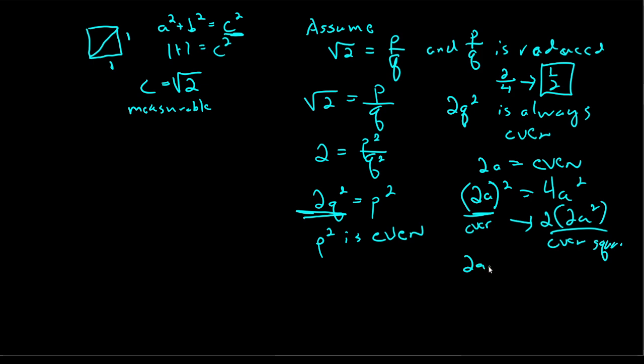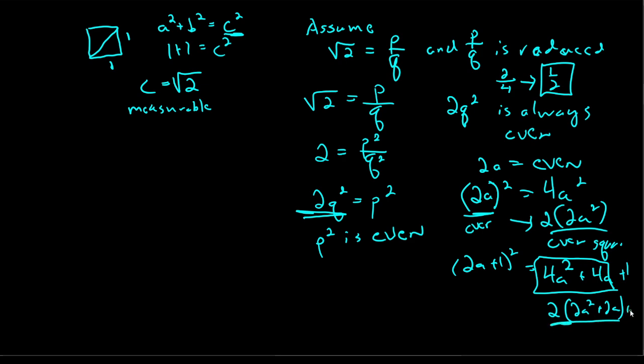And if I start with an odd number, this part here is 2 times 2a squared plus 2a, which is also an even number plus 1, or odd. So if I square an odd number, I always get an odd square. If I square an even number, I always get an even square. So we know p is even.